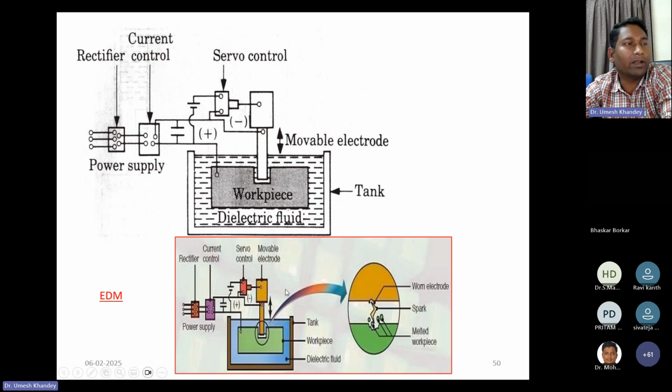Here we have the EDM setup. How it works is like this: ionization occurs in the dielectric fluid you have, between your workpiece and this electrode. The spark that is generated in between is ultimately going to remove the material in the form of erosion and evaporation.